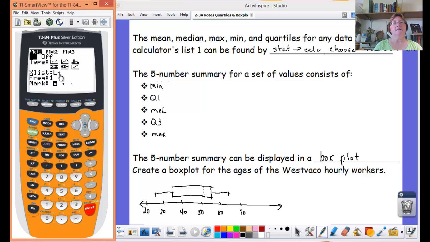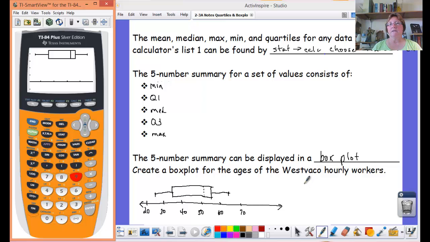I have it set up to look at my list 1, each item used once, and that's exactly what I want. Since it is a statistical plot, a zoom 9 will give you an OK window. And here's our box plot, and it looks very much like what we drew. All right, let's write those keystrokes down here for box plot.